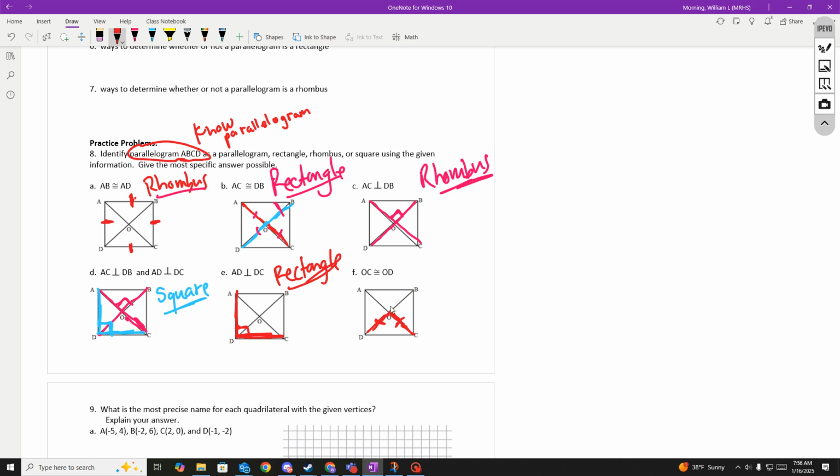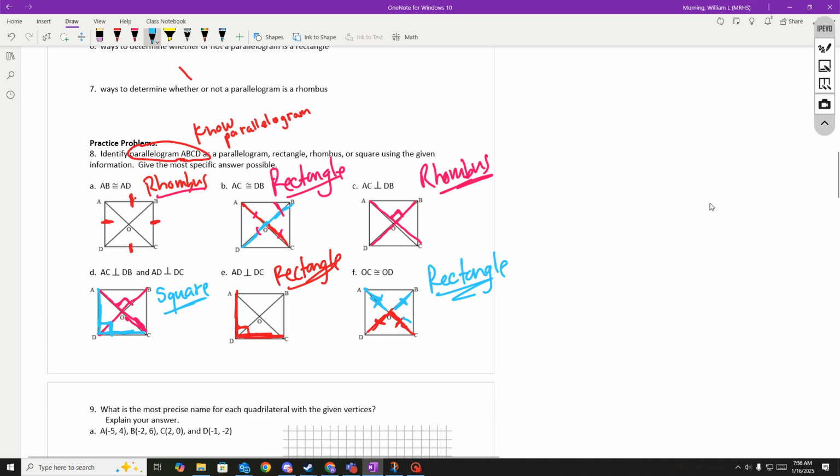Okay, remember that the diagonals are bisected, so OC and OA are the same, and then OD and OB are the same. If we look closely, we see that our diagonals are congruent. So this diagonal and this diagonal are congruent because these two and these two are the same. All four of these are the same. So this is a rectangle. Diagonals are congruent, that's a rectangle.